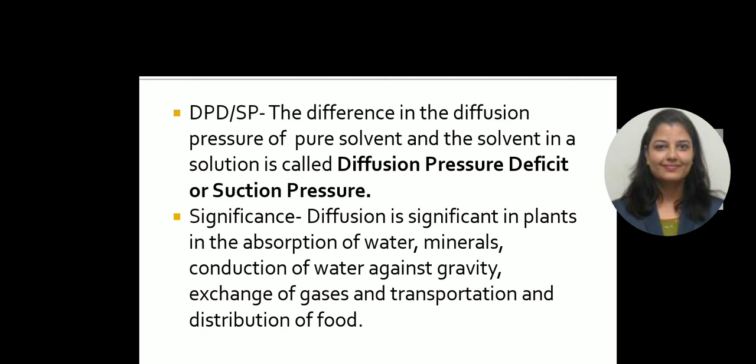DPD, it is a diffusion pressure deficit. The difference in the diffusion pressure of pure solvent and the solvent in a solution is called DPD, or it is also known as suction pressure. So what is the significance of it? The diffusion is significant in plants in the absorption of water, minerals, and conduction of water against gravity, exchange of gases, and transportation and distribution of the food. So diffusion is significant in the plant.